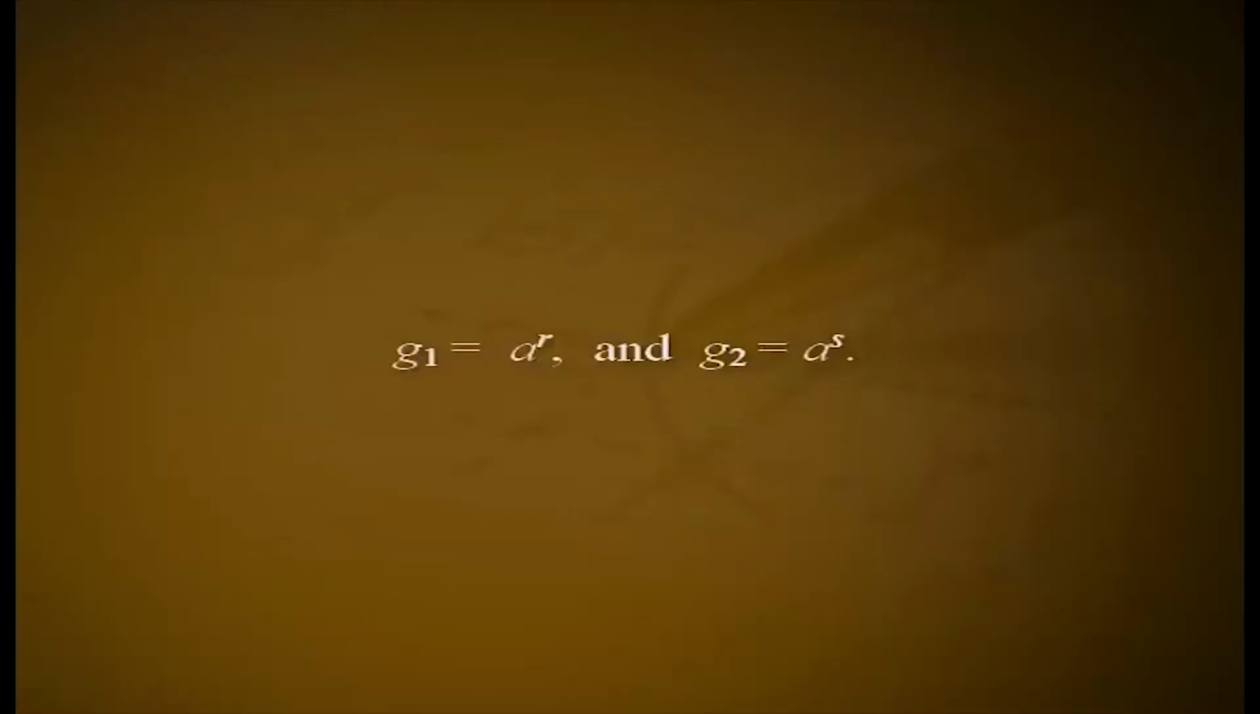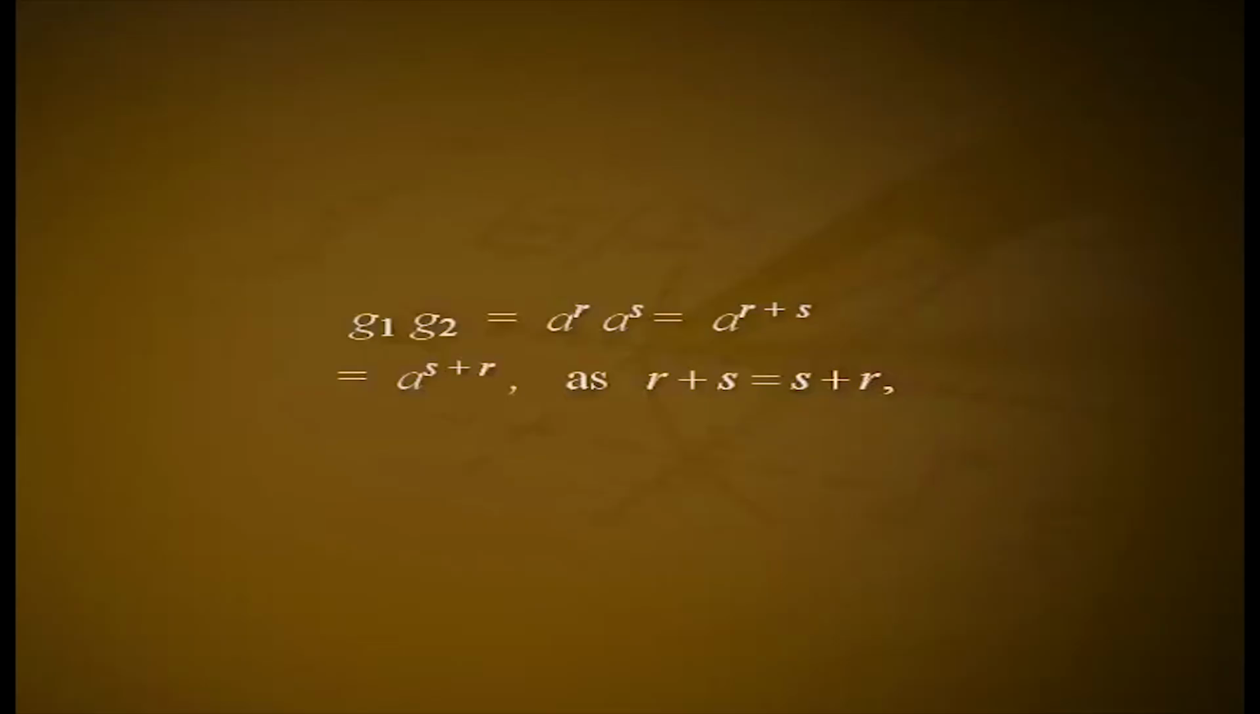If g1, g2 belong to G, then there exist integers r and s such that g1 is equal to a raised to r and g2 is equal to a raised to s. Then g1 g2 is equal to a raised to r times a raised to s, which is equal to a raised to r plus s, which is equal to a raised to s plus r, as r plus s is equal to s plus r by the commutativity of addition of integers, which is equal to a raised to s times a raised to r, which is equal to g2 g1, so that G is abelian.